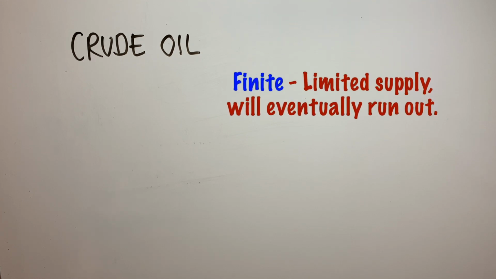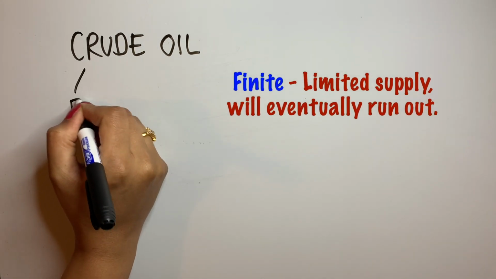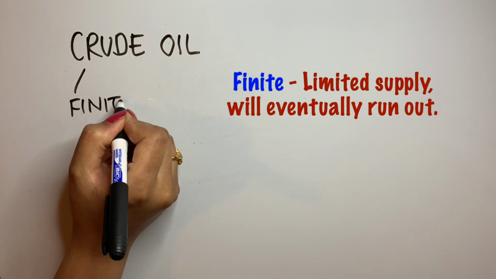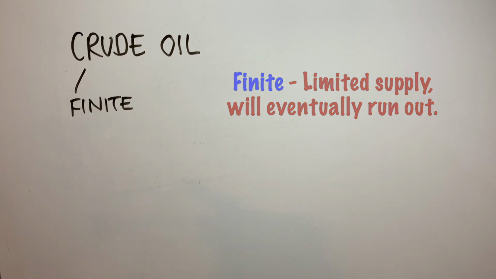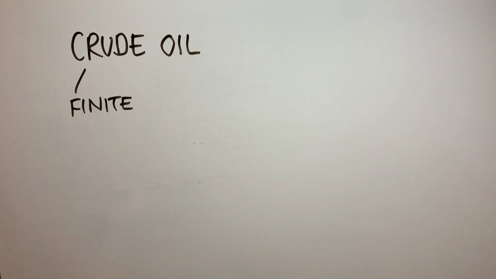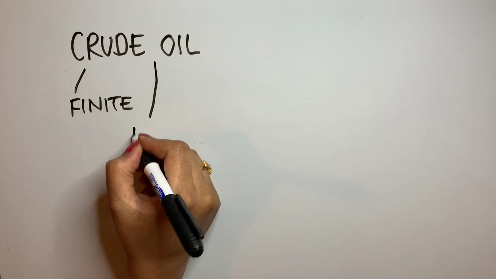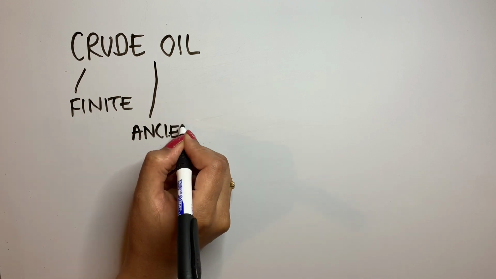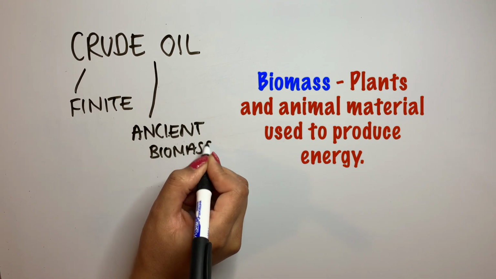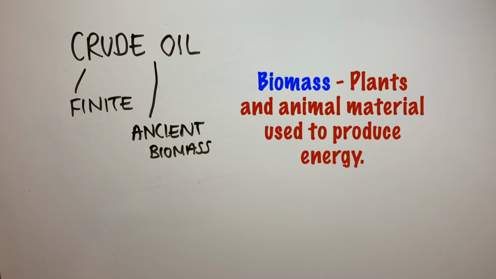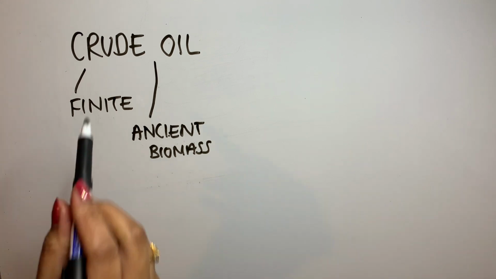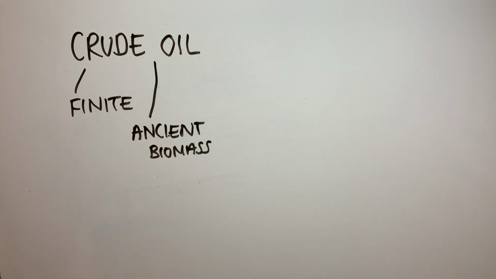Now, crude oil is a finite resource, and by finite we mean it's in limited supply. So eventually the crude oil is going to run out. When we talk about it being ancient biomass, that these plants and animals died millions and millions of years ago. So that's how long it took for the crude oil to form, which is why it is a fossil fuel.